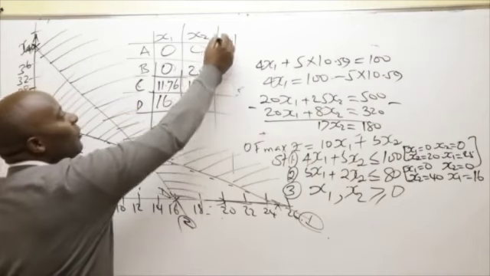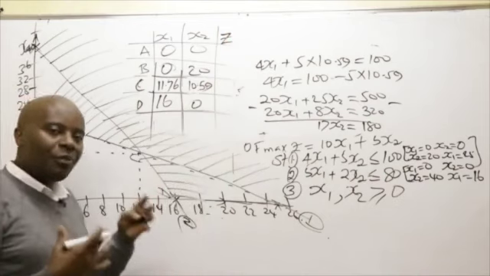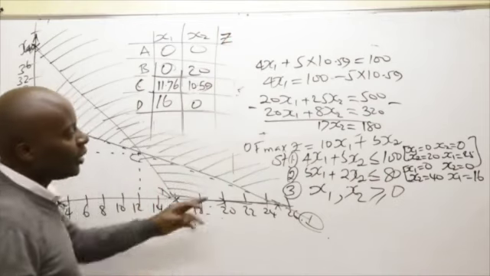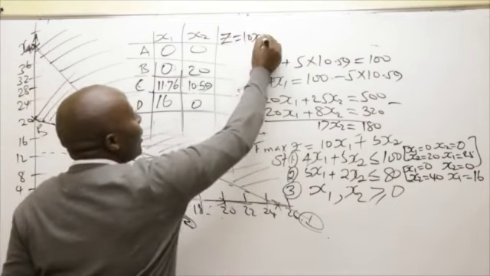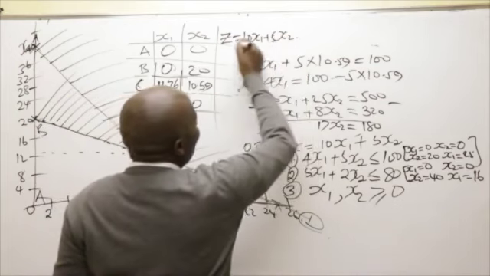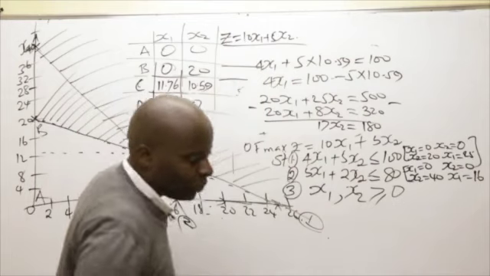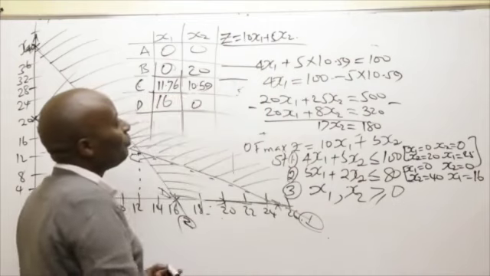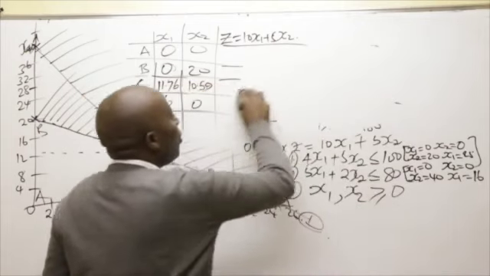So ladies and gentlemen, for each corner, give us the z, the total contribution. How do we get the z? The equation is given here. Z is 10x1 plus 5x2. So for each of the corners, give us the z value.